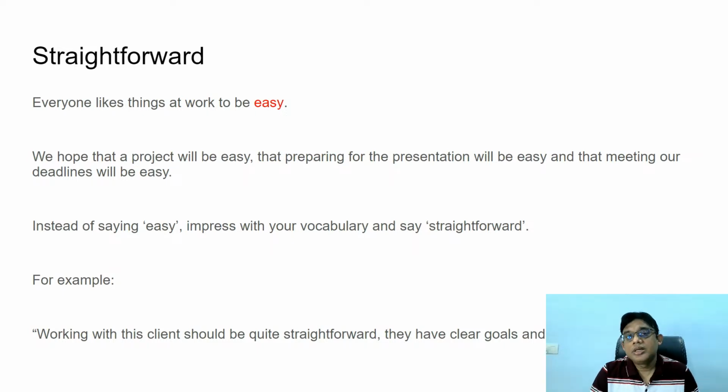The word is straightforward, which means easy. Straightforward. This is also an extremely nice word. So make a sentence with straightforward.